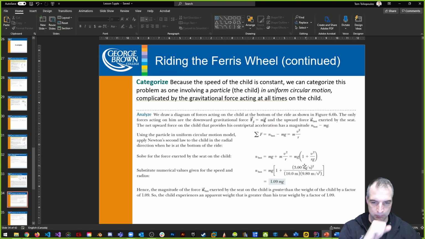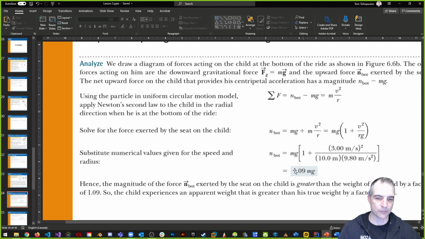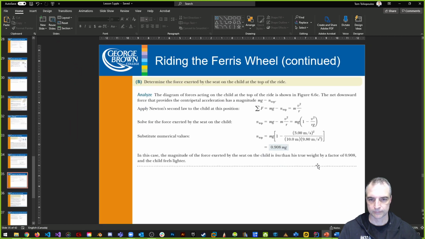But anyways, this is what they're saying. How many Gs, not masses, but how many gravities, if you will. At the bottom, the child will have 1.09 Gs, so a 9% greater feel of gravity. He feels 9% heavier at the bottom than he would at the top. And at the top, they would feel 90% of their weight, the opposite of what we feel at the bottom to some degree.